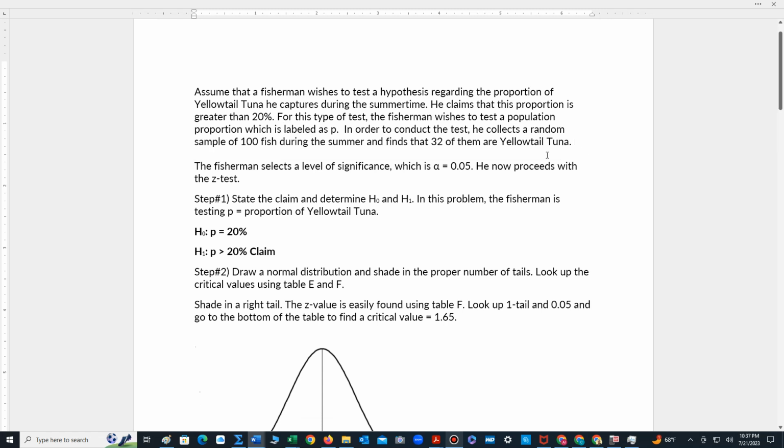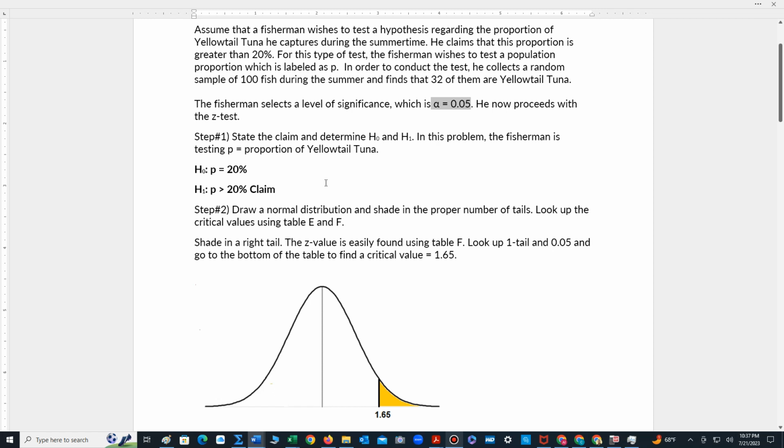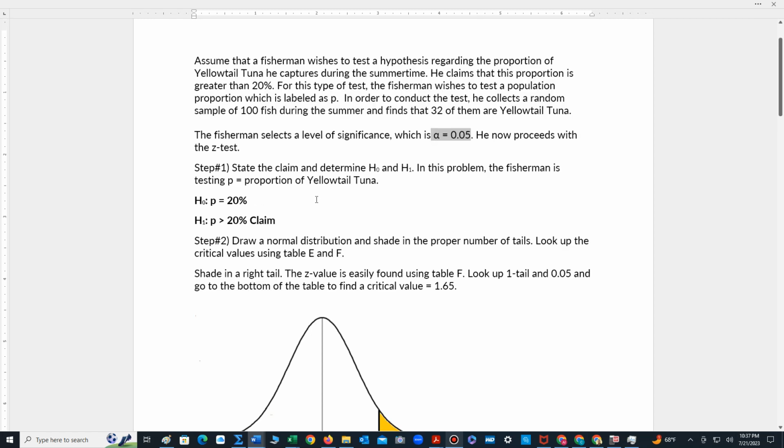We've already verified the inequalities that allow us to use the z-test. Our next step is to select the level of significance, which is alpha equal to 0.05. So now we have to state the claim. The claim is that the proportion of yellowtail in the summertime is greater than 20%. That's the claim, that's H sub 1. H naught would be P is equal to 20%.